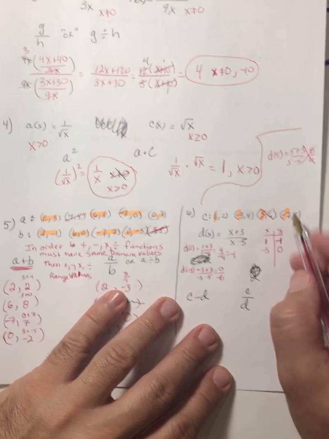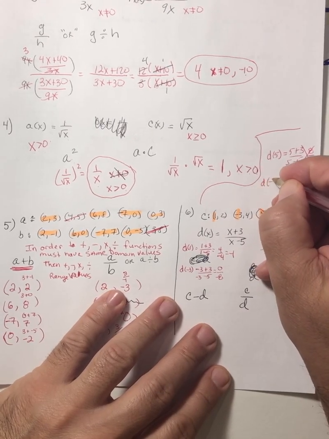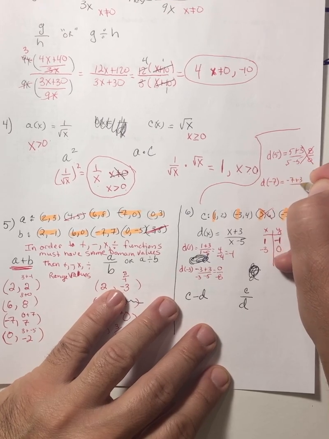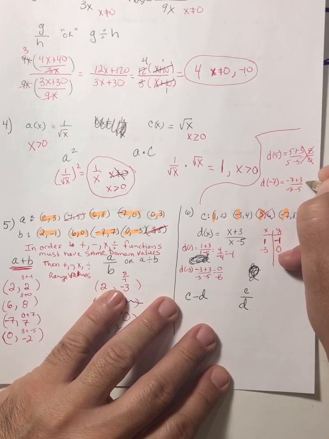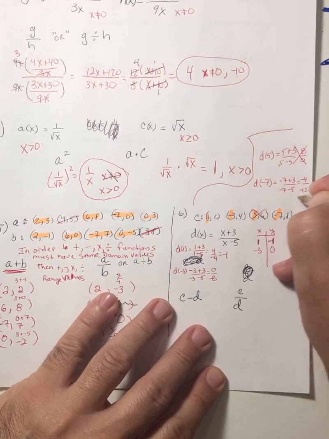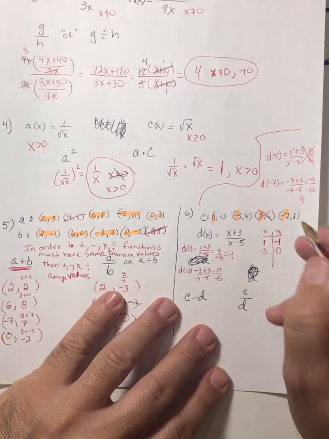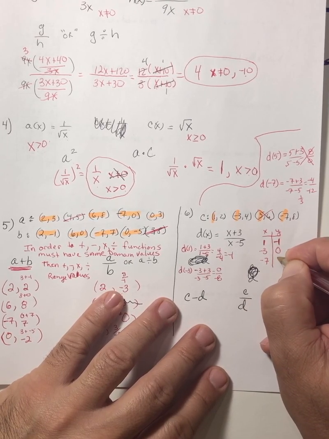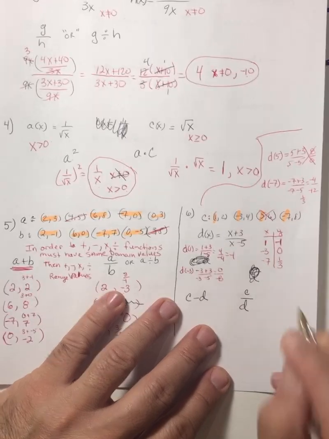So now the last one is negative 7. So d of negative 7. So we have negative 7 plus 3 over negative 7 minus 5. So what do we have? Negative 4 over negative 12, so 1/3. Mr. Prada, there's a fraction.